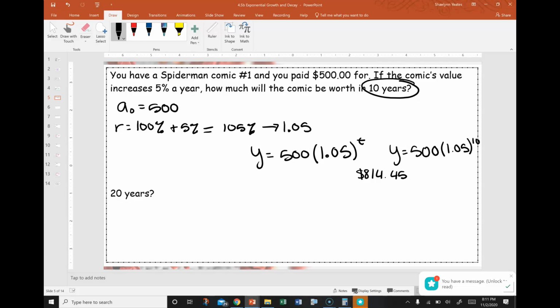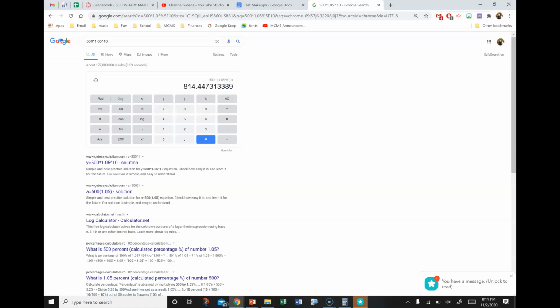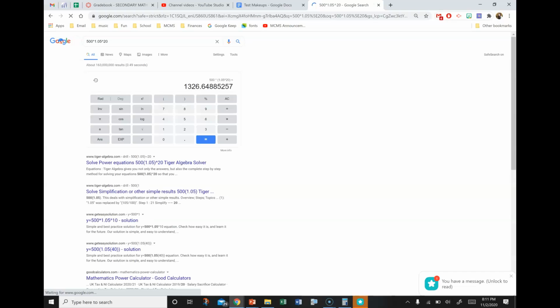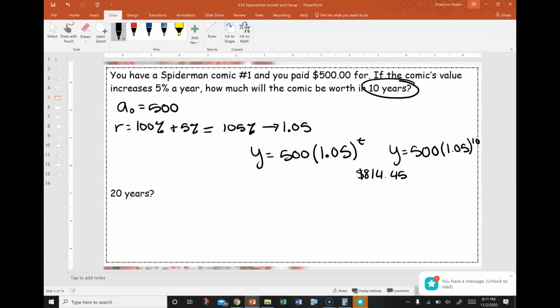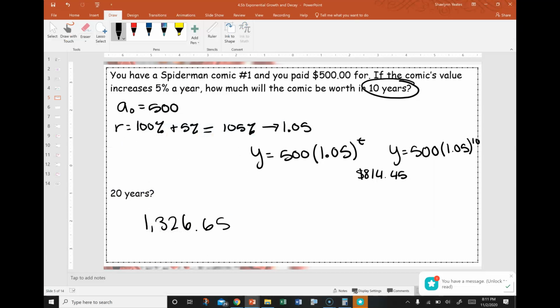But what if we wanted to change it to 20 years? I've already typed this into my Google. So I'm going to change this from 10 to 20 years. And you might be thinking it's going to double, but it's not. It's actually a little more than double. Not a lot more than double, just a little more. Okay, and we've got $1,326.65. So that turned into a very lucrative process there.